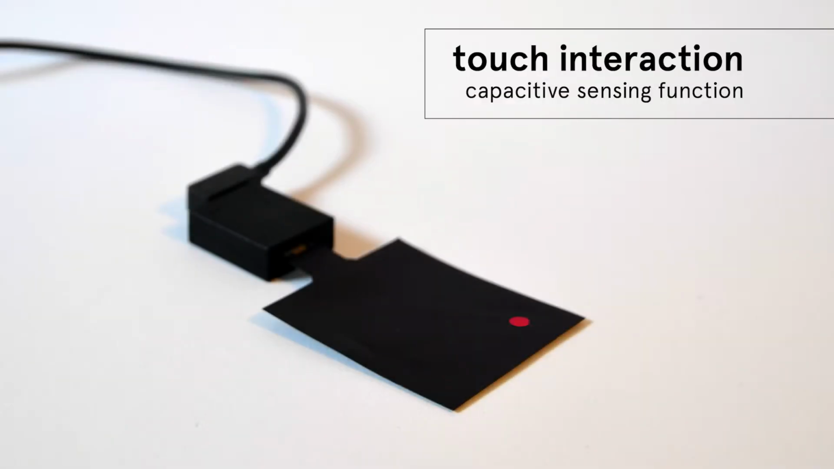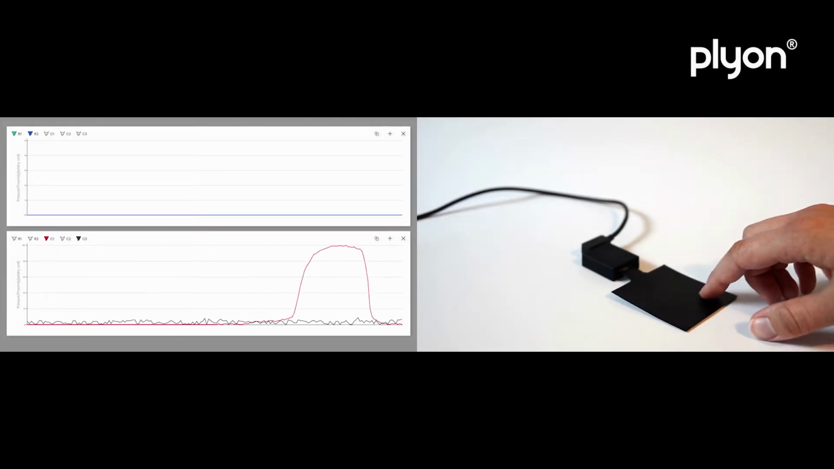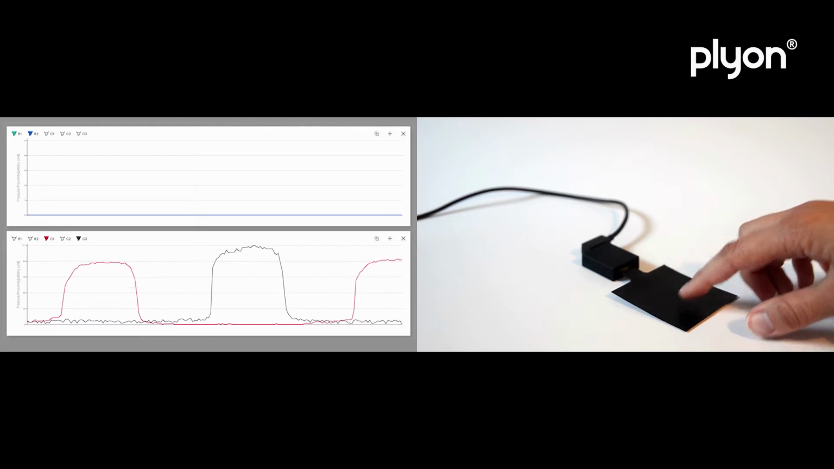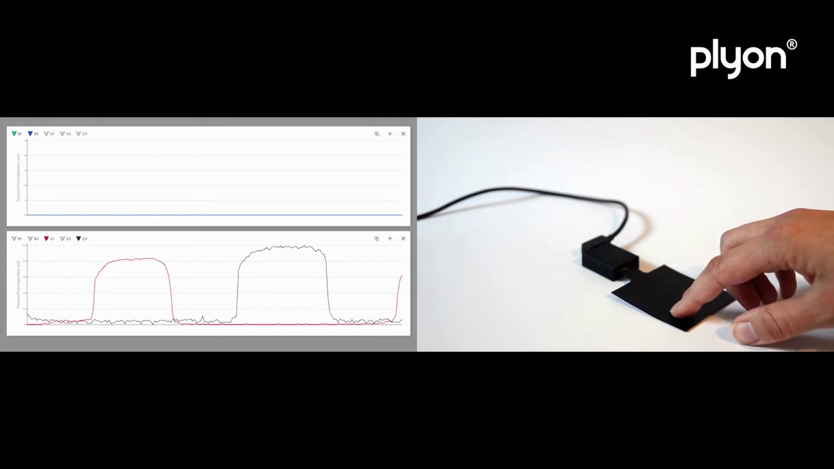Plyon's capacitive functionality enables simple touch interaction, similar to what you're used to from a touchpad. See the response to just touching the individual taxels in the lower left of the screen.